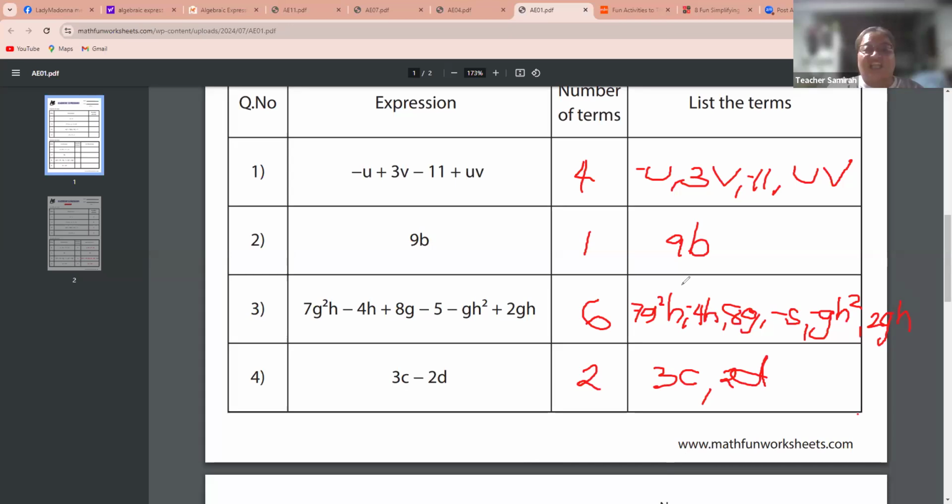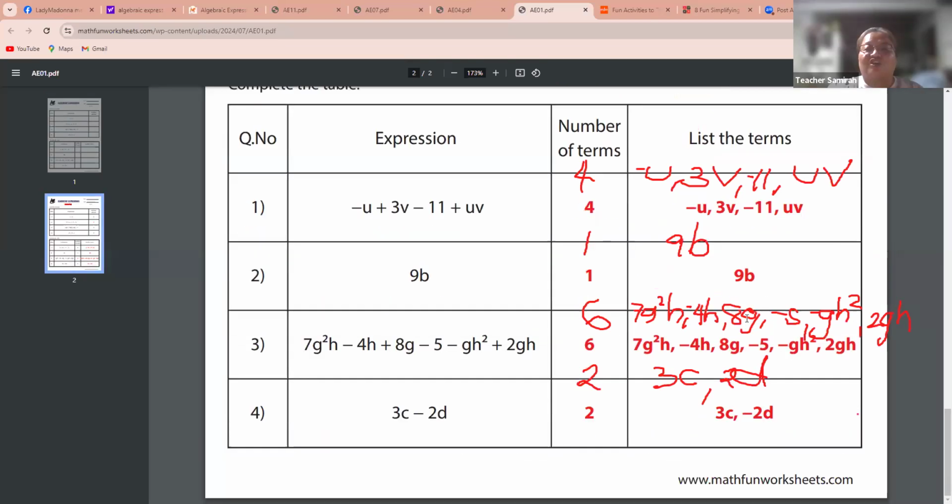Let us reveal the answer. Please. Okay, what do you think? Was Mark able to guess the correct answers? No, it's missing minus 2d.